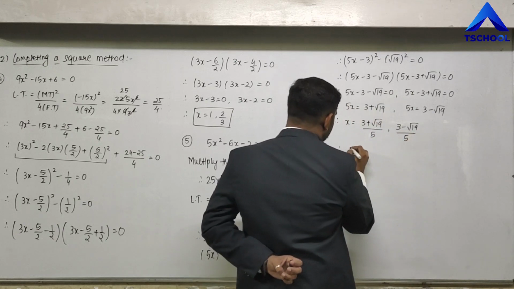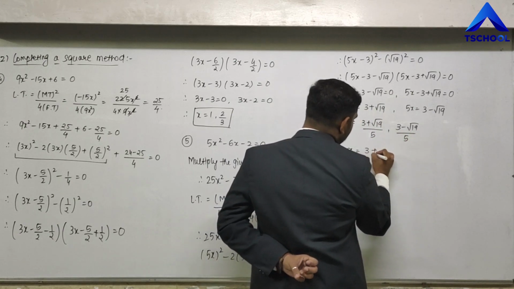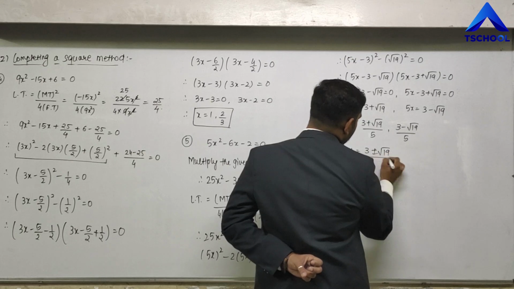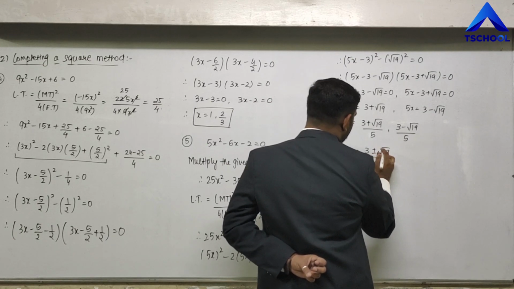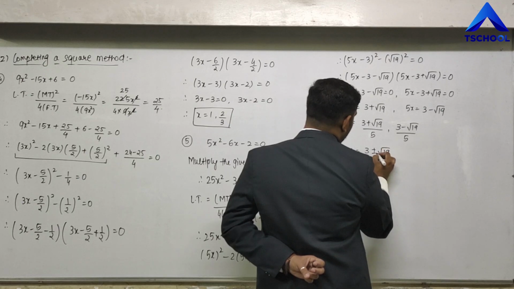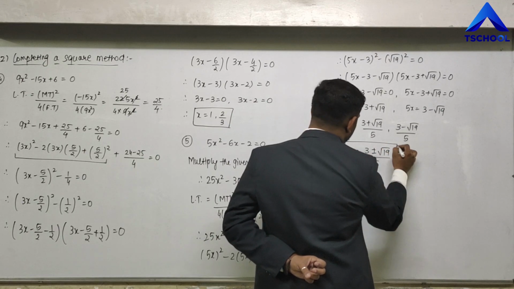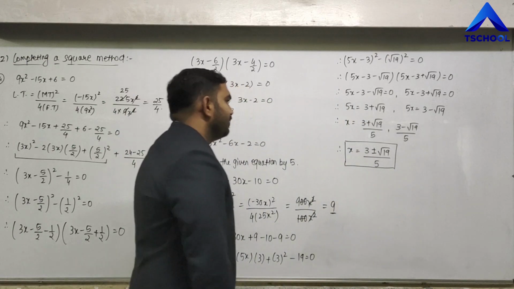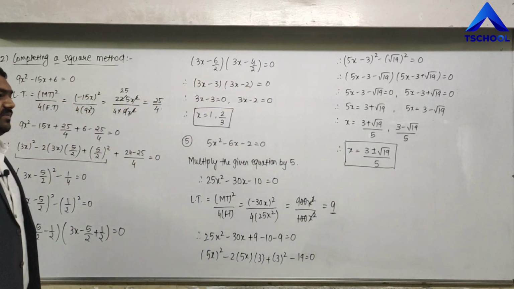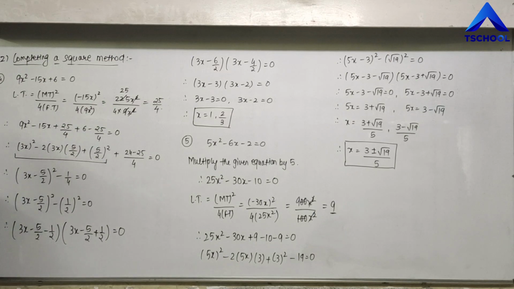So finally we can say that x is equal to 3 plus or minus root 19 by 5, right? Combining both the roots, we get these values, that is 3 plus or minus root 19 by 5. Hence the roots of the given equation are 3 plus or minus root 19 by 5.